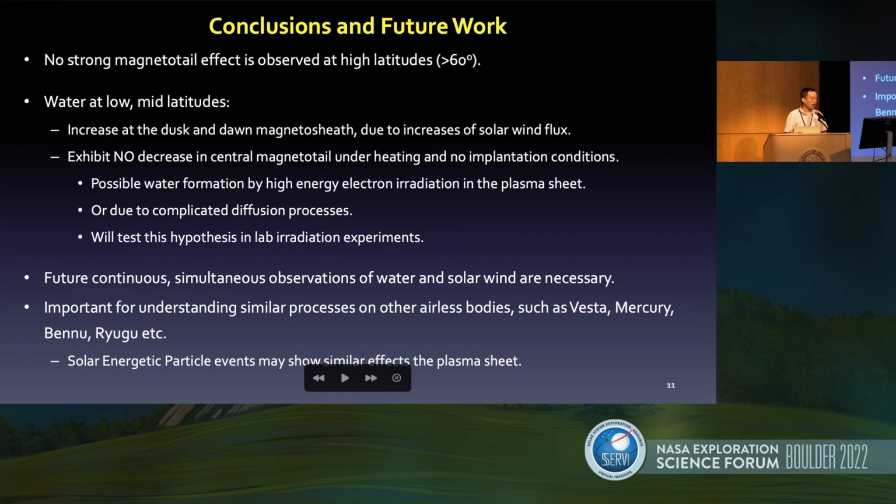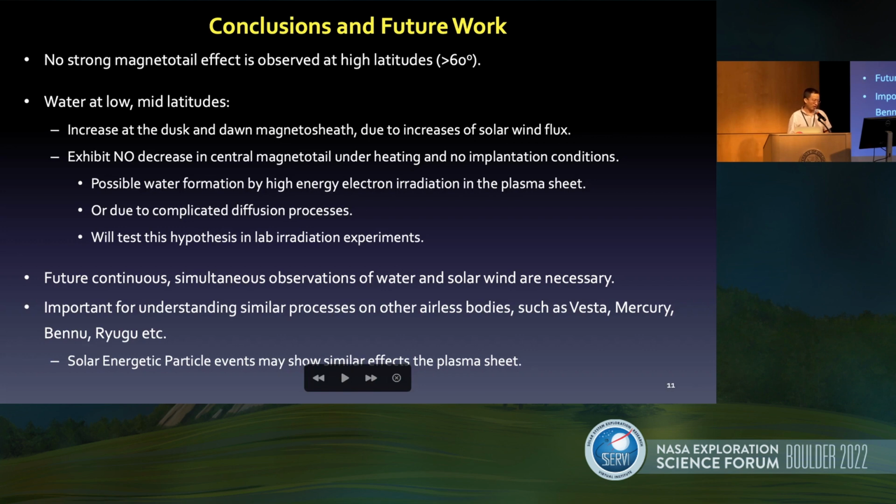Okay, in conclusion, we do not see strong magnetospheric effects at high latitude. This can be explained by the cold temperature. And we see a strong increase of water in the dusk and dawn magnetosheath in the low and mid latitude. This can be explained by the 50% increase of solar wind flux. And the water didn't show any strong variation in the central magnetotail, with high temperature heating and a shut off of the proton source. We think either there are some water formation processes with the plasma sheet, or it is due to the diffusion process. I explained it, and we will test this hypothesis in lab experiments.